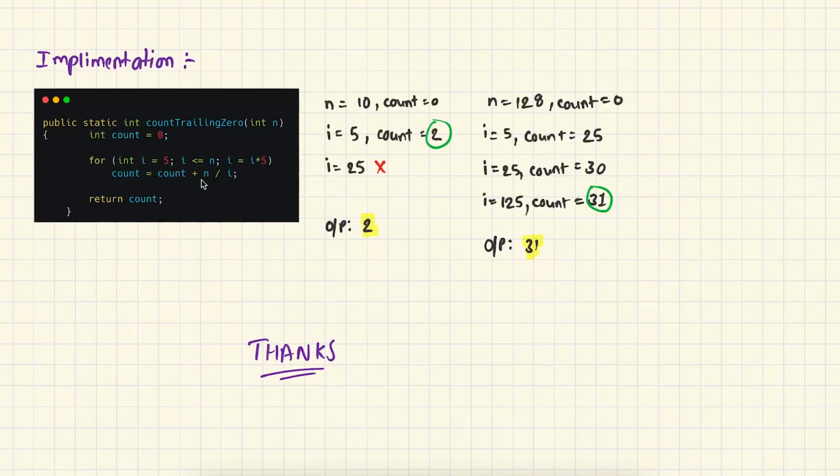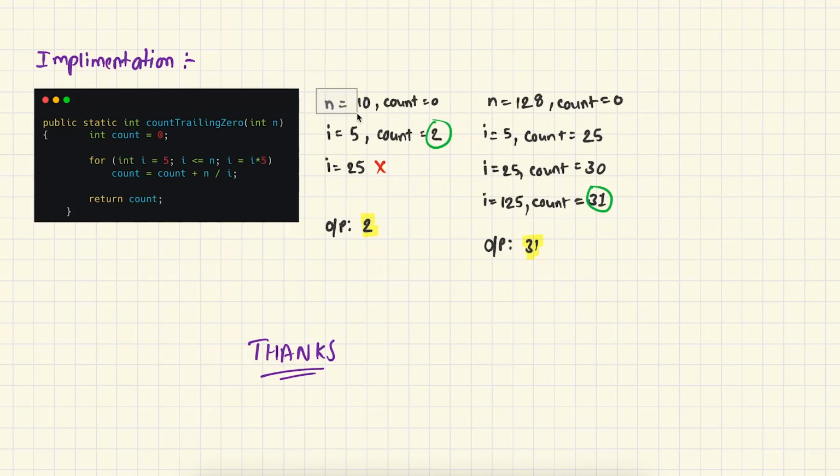And this is the implementation, and it looks really simple. So what we are doing, basically, we are running a loop from 5 till less than or equal to n, and in each iteration we are incrementing the power of 5 by 1, and we are simply dividing n by the power of 5 and incrementing the count in each iteration. So once the value of i exceeds n, the for loop gets terminated and we simply return the value of count. So let's see with an example.